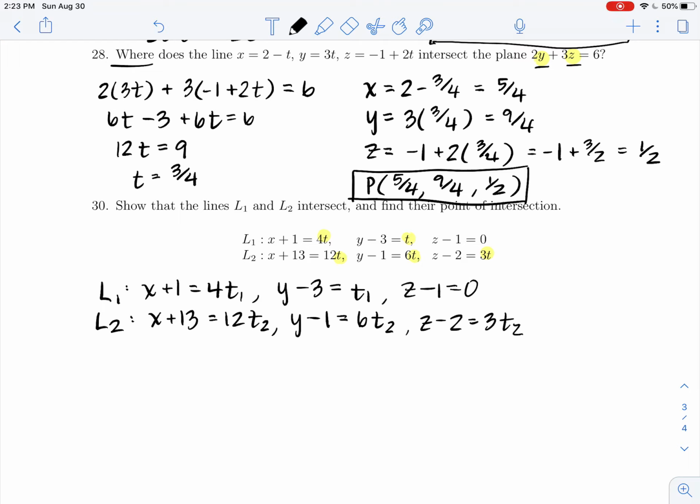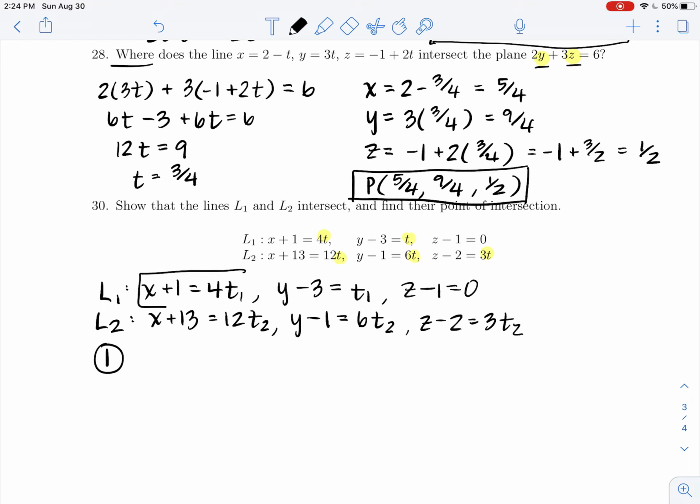So now I want to show that these intersect. Again, think about what it means to intersect. It means that there is an x, a y, and a z that satisfies both of these equations. So first I'm going to equate all of the x's together.